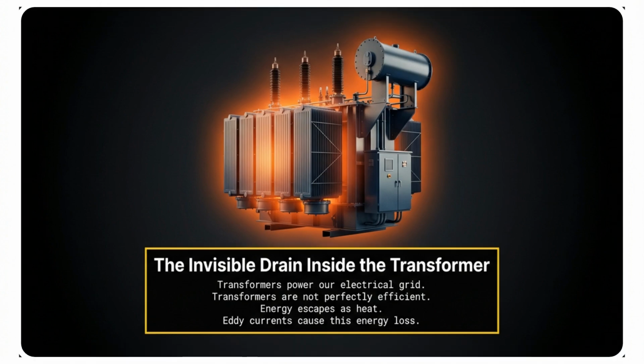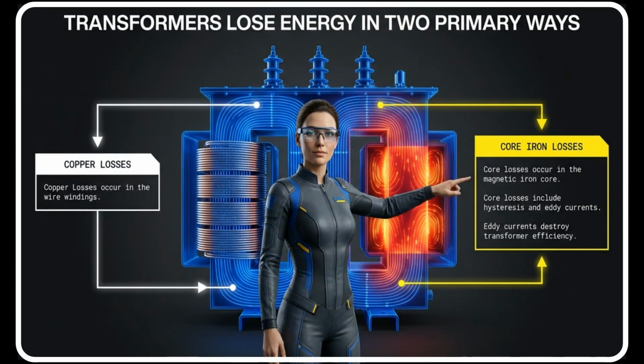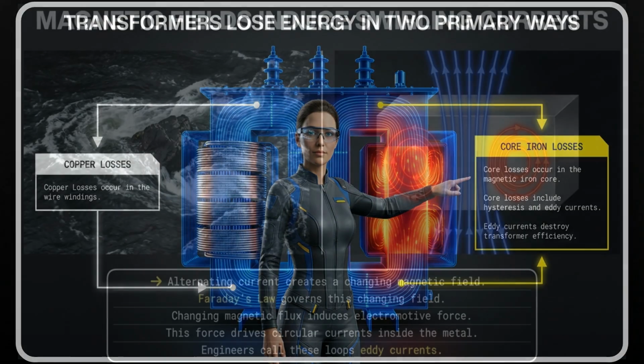Transformers are vital to our electrical grid, but they are not perfectly efficient. Eddy currents are the invisible drain inside a transformer, causing energy to escape as heat. Transformers lose energy in two primary ways: copper losses and core iron losses. Copper losses occur in the wire windings. Core iron losses, which include hysteresis and eddy currents, occur in the magnetic iron core and destroy transformer efficiency.